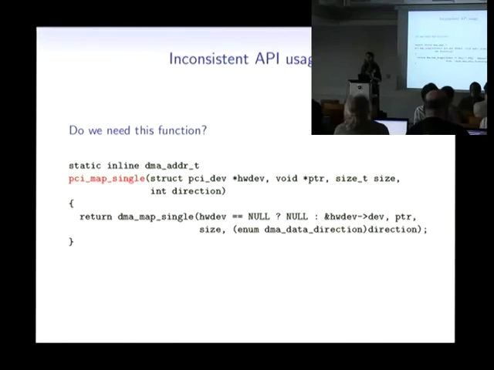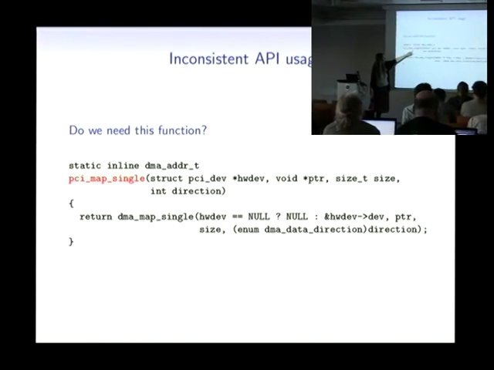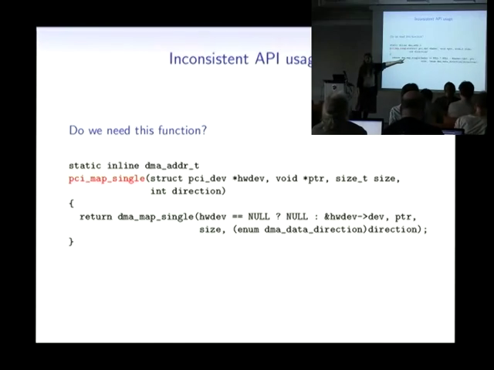Okay, so our next example was the idea of inconsistent API usage. So here we have this function PCI map single. And one can ask ourselves if we really need this function at all. Basically, PCI map single just calls the other function that we saw before, which is DMA map single. And not very much happens over here. Here we're checking whether the argument is null before dereferencing it, but basically all we want to do is, instead of passing along the thing of this type, we want to pass along a field of that type. And the only other thing that changes is this cast here.